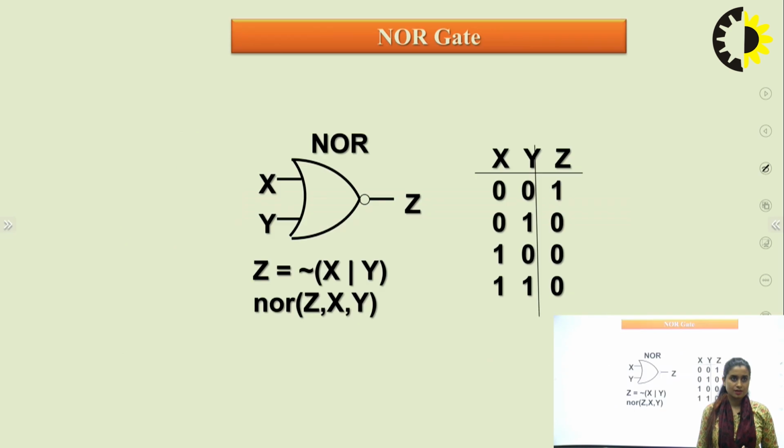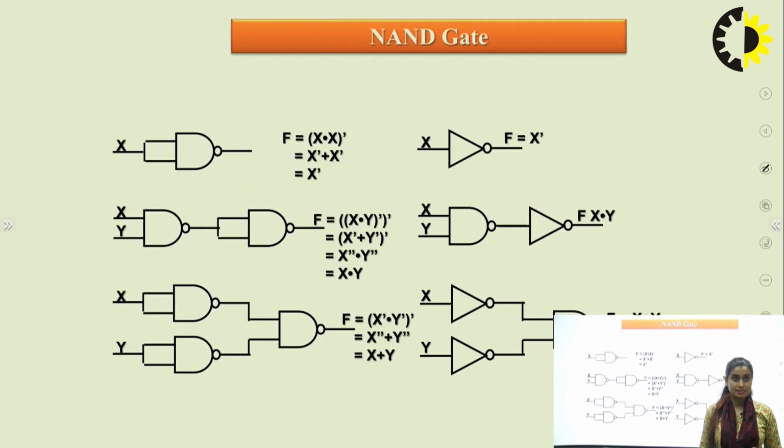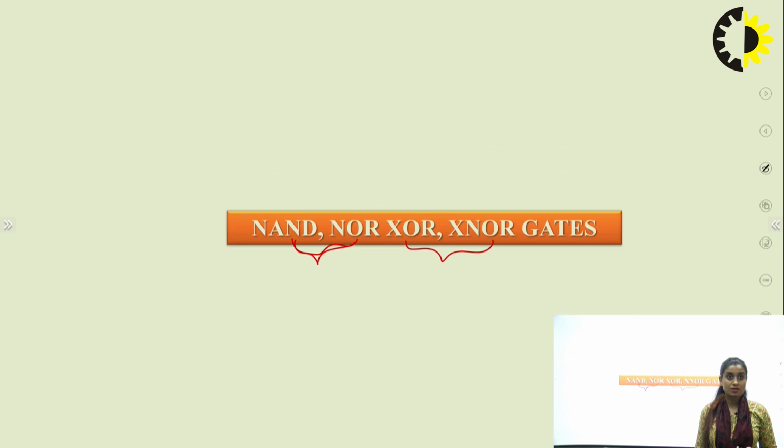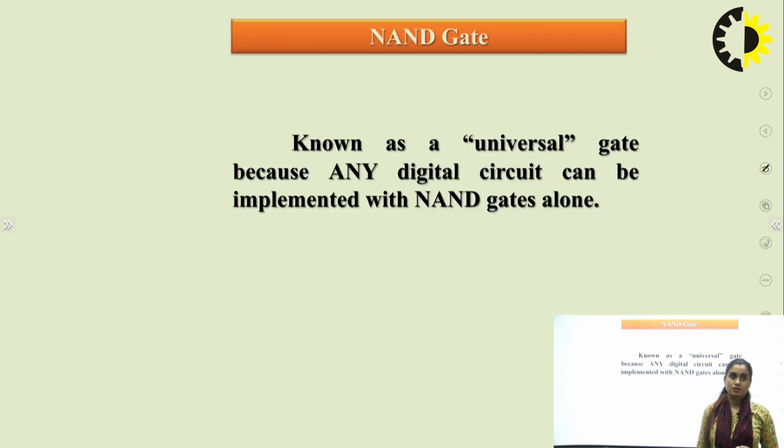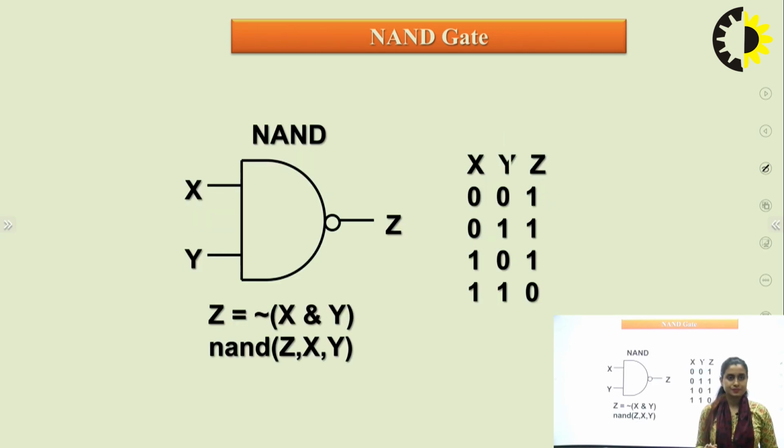Actually, we'll get to see in our coming slides that NAND and NOR, these are our 2 universal gates. So it is a universal gate. Why do we call it a universal gate? Because any gate can be constructed using NAND gate. How do we make a NAND?